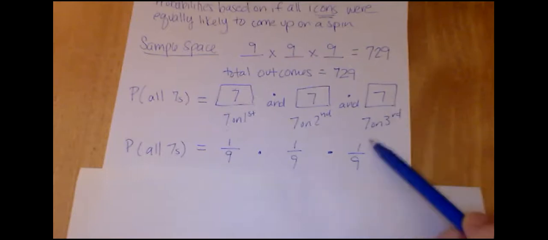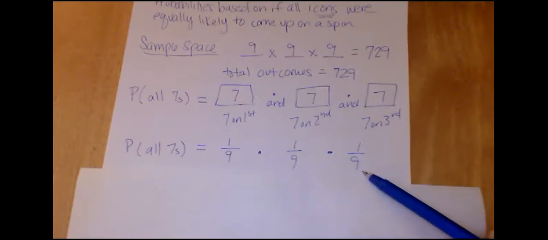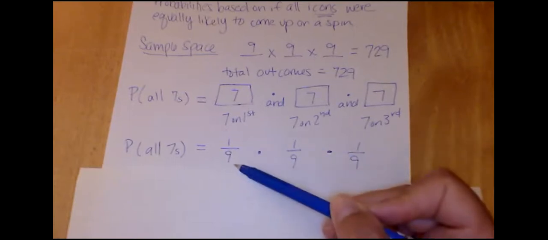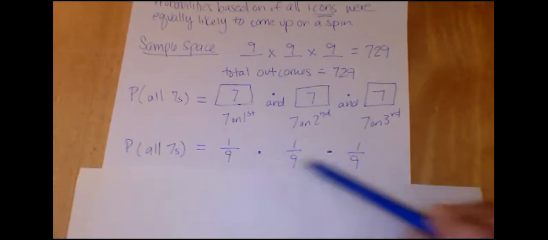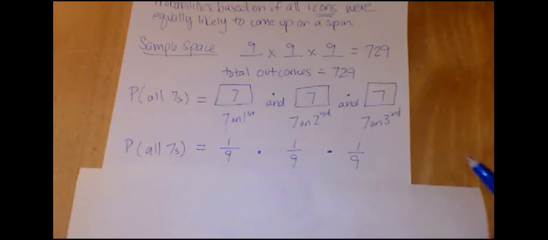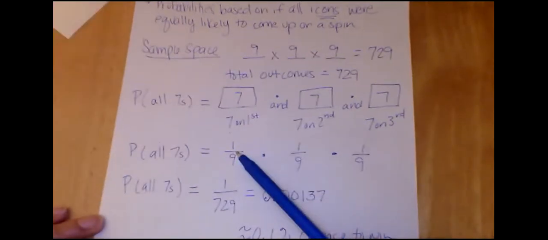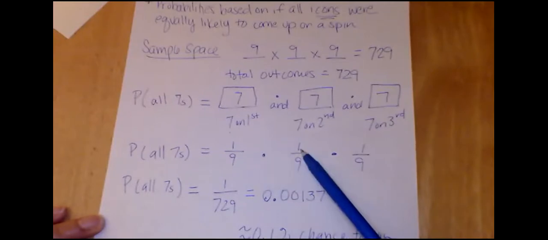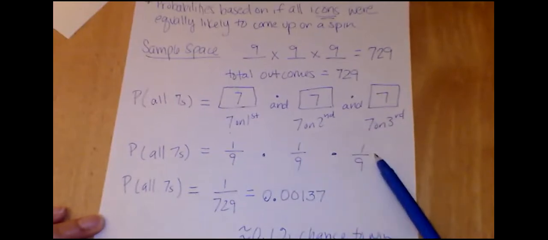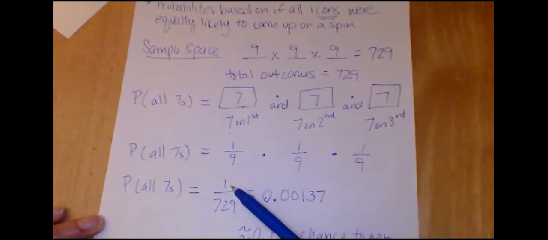And on the third, there's only one 7 out of 9 possible outcomes. So the 7 has a 1 out of 9 chance to come up on each of these reels. That's what I mean by equally likely to come up. So if we have all 7s, that means I need the first one and the second one and the third one. So I am multiplying. 1 times 1 times 1 is 1. 9 times 9 times 9 gives our total outcome, 729.